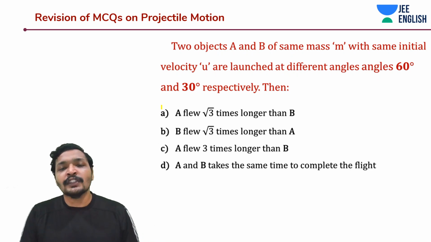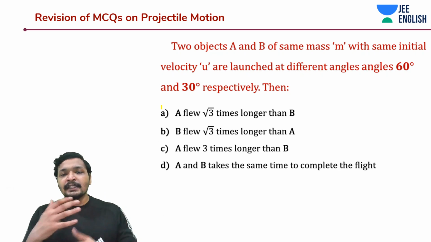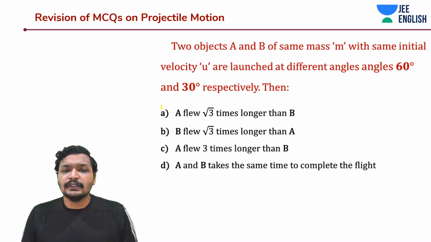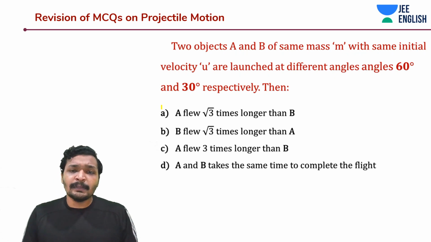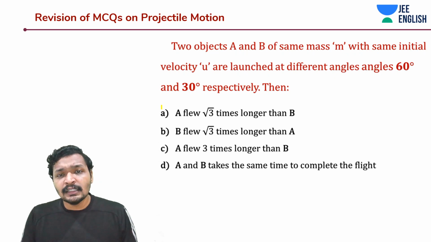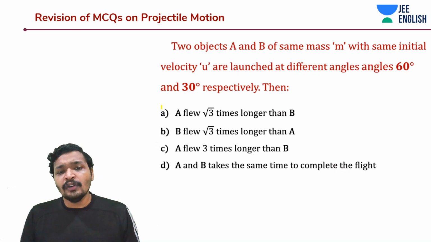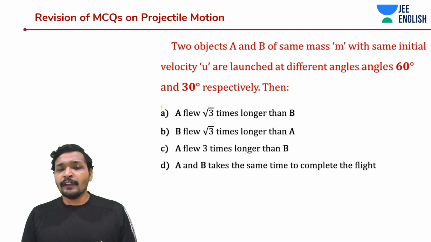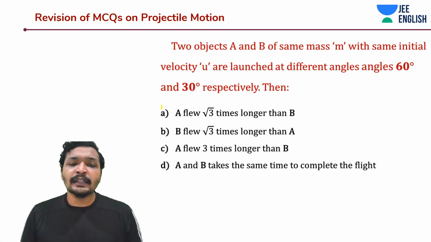So it's the ratio of sine theta, nothing else. If you want to find the comparison between time of flight, it is the ratio of sine theta. And what is sine 60? Root 3 by 2. What is sine 30? 1 by 2. So, which one flew longer? A flew longer, A flew more time, A flew more height.